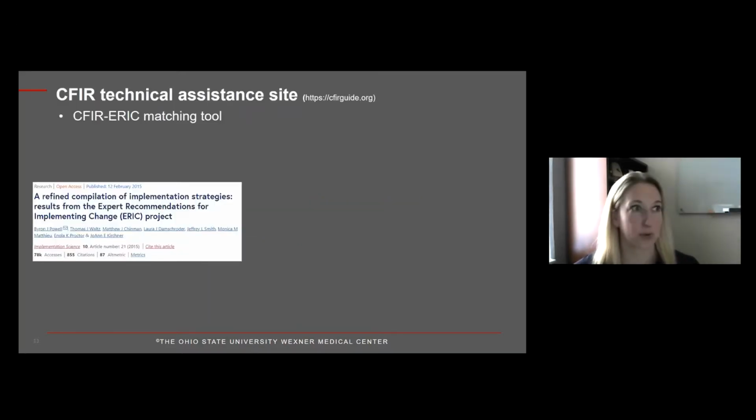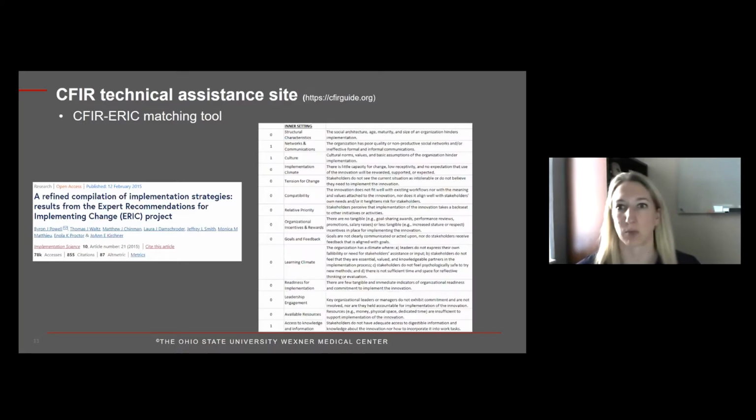As I mentioned previously, the ERIC taxonomy was critical in helping us identify what implementation strategies we wanted to deploy at Ohio State, and the CFIR framework was also instrumental. If you've not heard of the CFIR, I'd recommend checking out the CFIR technical assistance website at cfirguide.org. There you can locate the CFIR-ERIC matching tool, which is essentially an Excel spreadsheet where you can select the top barriers that limit your facility's ability to implement an evidence-based practice of interest.